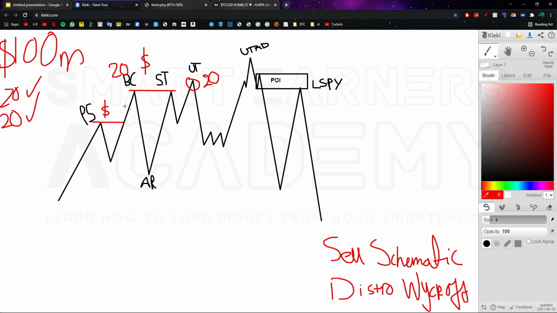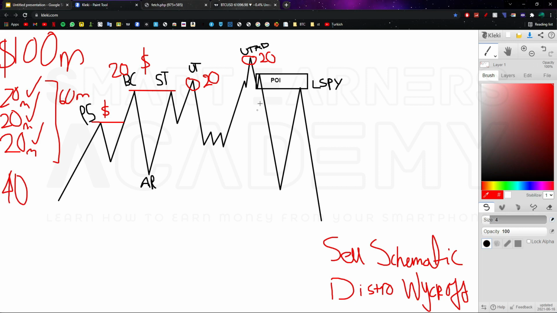So we can see a 20 million sell. So we've got 20 million, 20 million, and now we move into our UTAD, right? And yet again, we see smart money is creating liquidity in order to grab that liquidity and open another position. So now we can assume over here we've got another 20 million sell, right? So now smart money has distributed 60 million overall, right? And now we've got 40 million left to distribute.